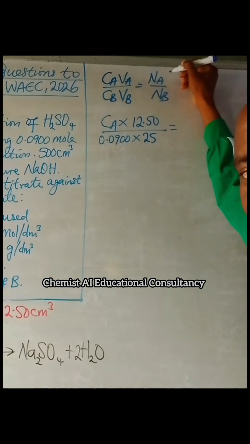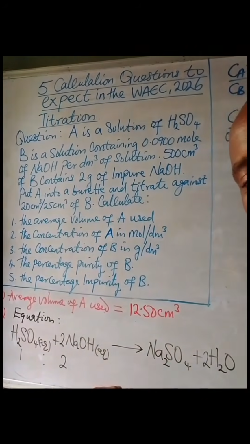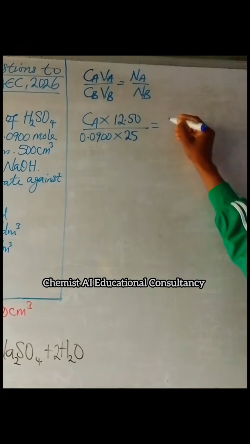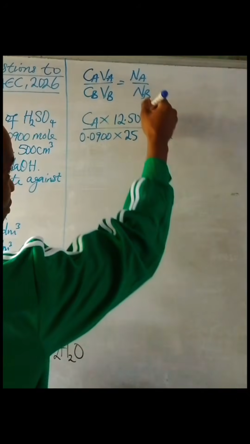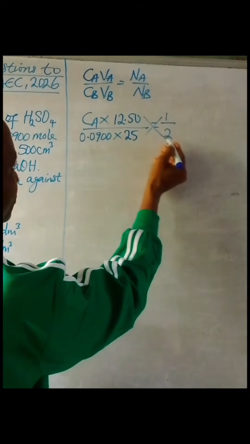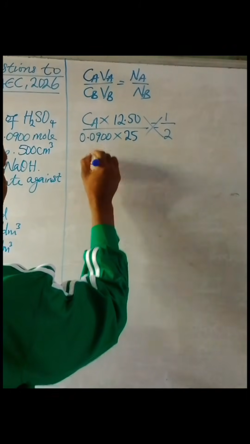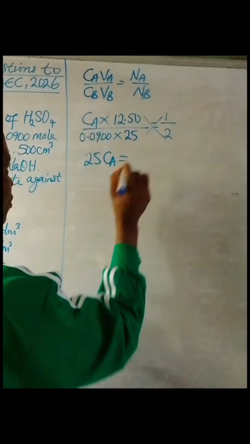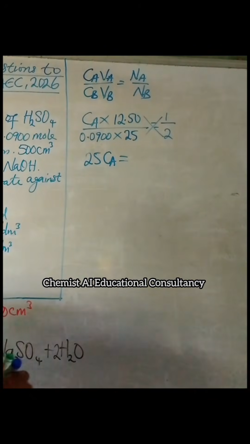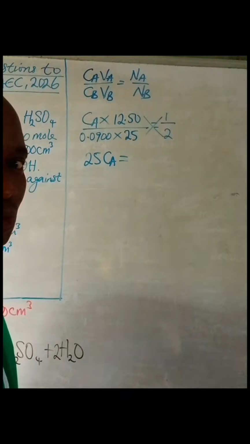Equals NA. From the balanced equation, NA is 1, NB is 2. So NA over NB is 1 over 2. If you cross multiply, 12.50 times 2 is 25 times CA, that is 25 CA, equals 0.0900 times 25 times 1. You are going to get 2.25.